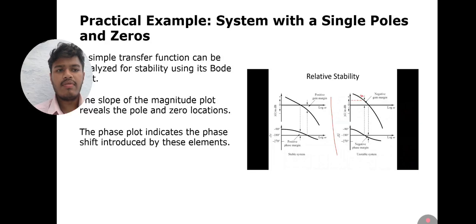Practical example: system with single poles and zeros. A simple transfer function can be analyzed for stability using its Bode plot. The slope of the magnitude plot reveals the pole and zero locations. The phase plot indicates the phase shift introduced by these elements.